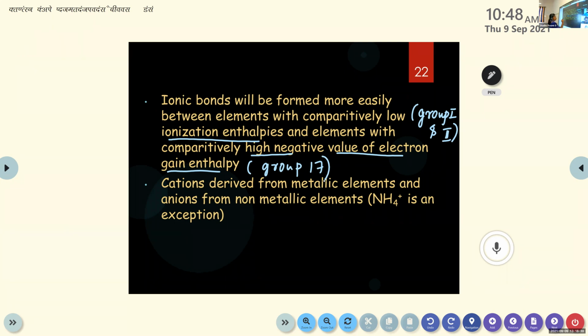And always these cations are derived from metallic elements, that means group 1 and 2, and the anions from non-metallic elements, that is group 17. And here one exception, that is the formation of ammonium ion, NH4+. In the case of NH4+, you can see here, this cation is from a non-metallic element, and this anion from a metallic element. NH4+ is considered as one exception. So in the case of all other ionic compounds, these cations are derived from metallic elements and the anions formed from non-metallic elements.